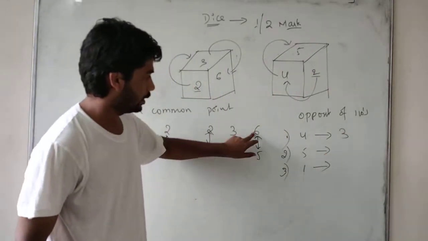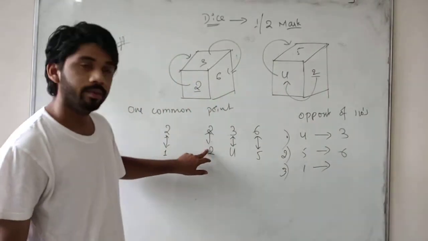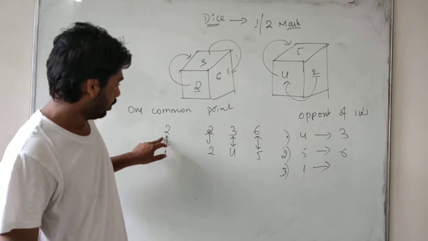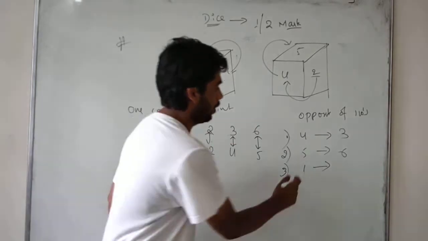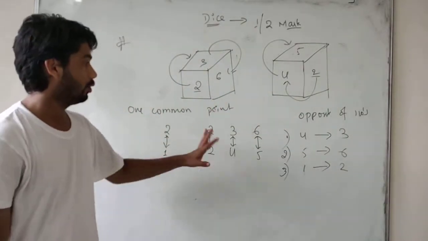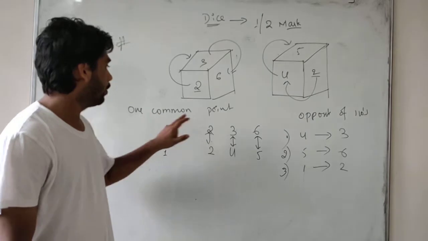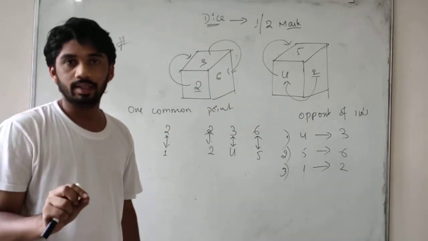Opposite of 5 is 6. Opposite of 1. Here 1 will be there. So if nothing, 2 means which number is left out, that is the opposite of 2. Means 1. 1 means opposite is 2. So students, in this way we have to solve it. One common variable, this type of method we have to solve. Okay students, got it? It is very easy.